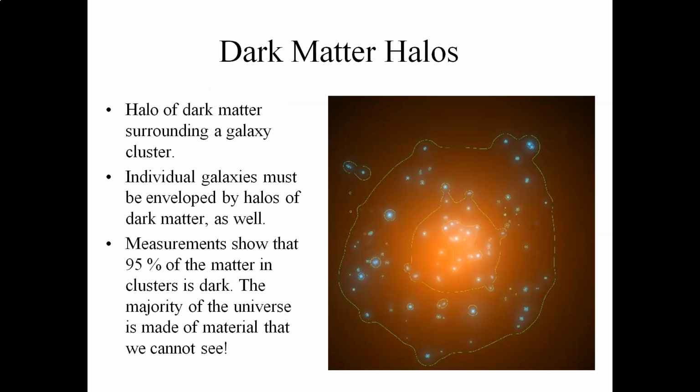Okay, here's kind of like a map, if you will, of the amount of dark matter that must be present in an individual galaxy cluster, constructed like so as a halo. Halos of dark matter surround galaxy clusters, and individual galaxies, as discovered by Rubin, must be enveloped by halos of dark matter as well. As I mentioned earlier, measurements show that more than 95% of the matter in galaxy clusters, for example, is dark. The majority of the universe is made of material that we cannot see.